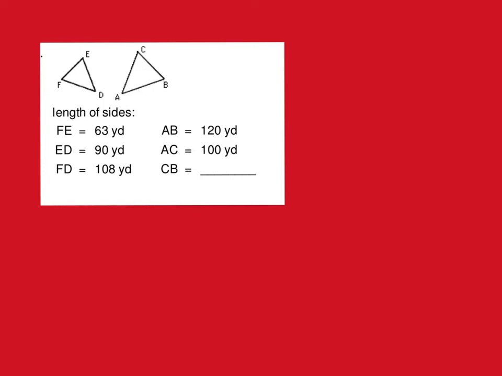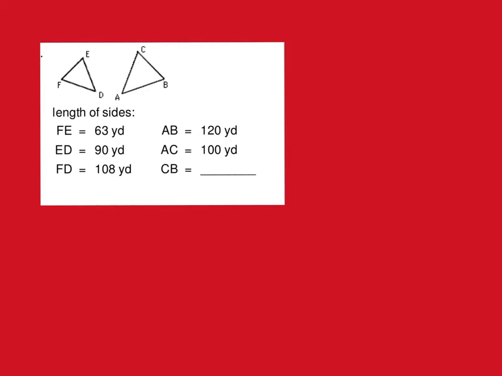We've got to use a proportion to find that unknown side length in these two triangles, which are similar. Similar means same shape, but not necessarily the same size. All right, let's plug in numbers.